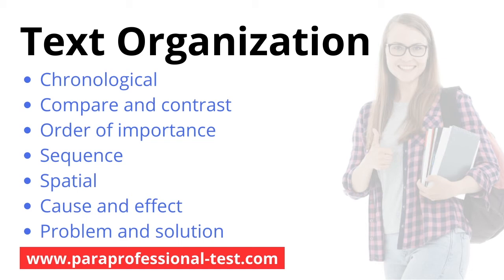Cause and effect is a text that details what happened and why it happened, or the reason something happened. And then finally, we have problem and solution. And this is a text pattern that describes an issue, incident, or problem and provides a solution to the problem.